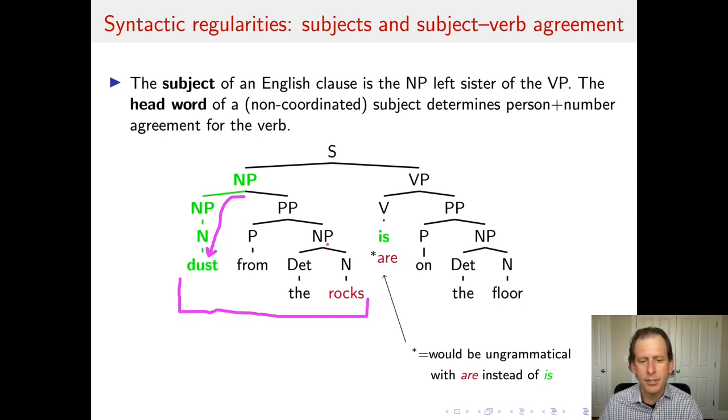And notice I have, just as a little bit of notation, put a little star under R here. This would be if I change the word is to are, it would be ungrammatical. Okay, it would not match the agreement requirements of English.